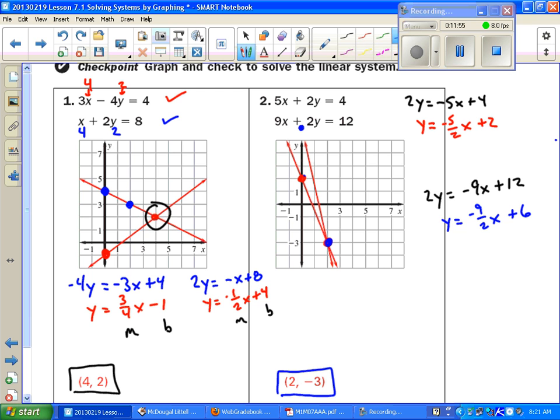Plug those in to see if they give you true statements or not. 2 and negative 3. 5 times 2 is 10, plus 2 times negative 3, so it'll be 10 minus 6 is 4. 4 does equal 4. You can do the same thing plugging in 2 and negative 3 here. 9 times 2 is 18, plus 2 times negative 3. 18 minus 6 does give you 12, and 12 equals 12.